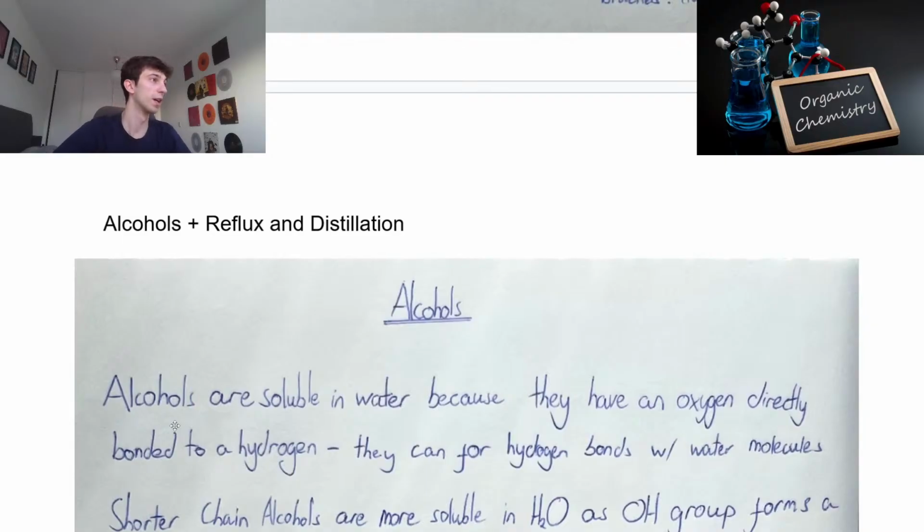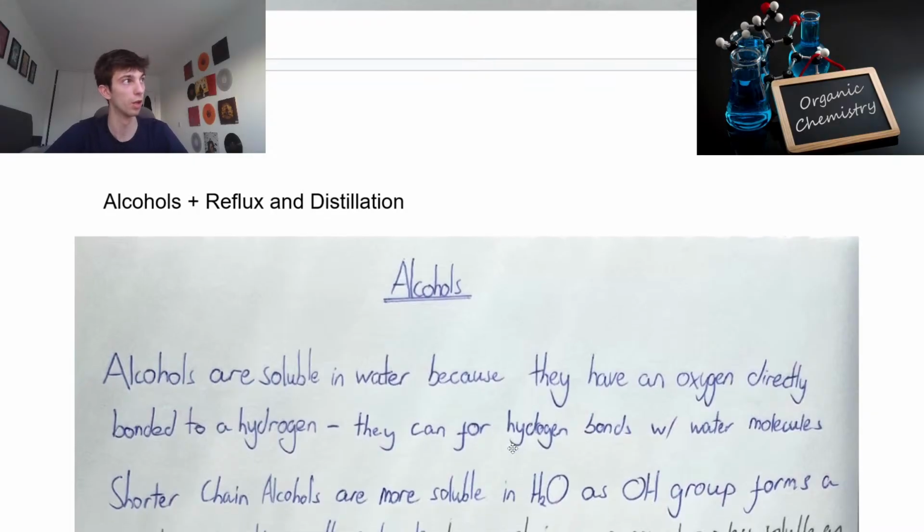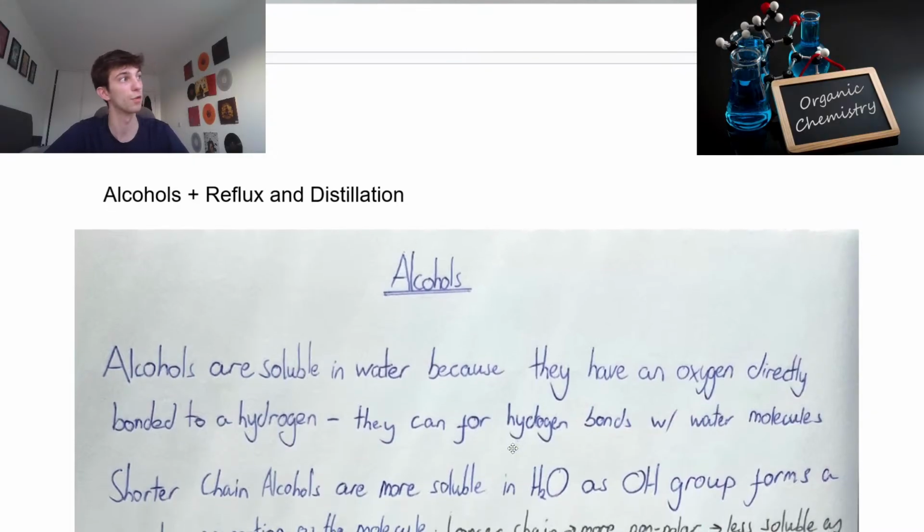So another key thing I want to say, guys, alcohols are soluble in water because they have that oxygen directly bonded to a hydrogen. So we're going to form those hydrogen bonds with our water molecules. Okay. Remember, like dissolves like. Polar dissolves polar, non-polar dissolves non-polar.